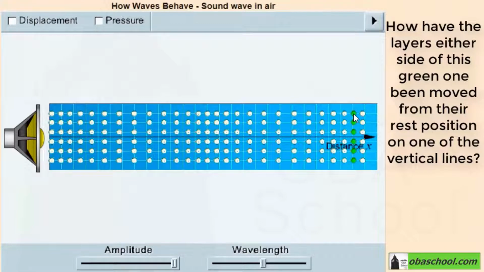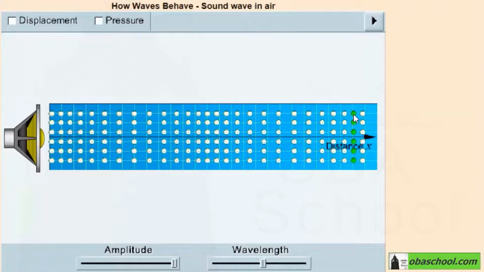How have the layers either side of this green one been moved from their rest position on one of the vertical lines? Yes, they have moved closer to this layer. Regions like this are called compression.